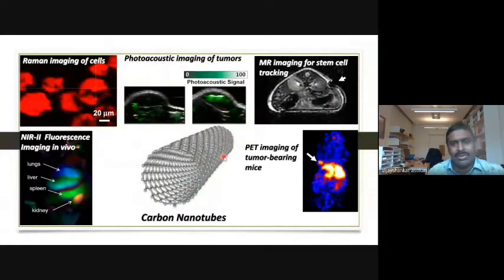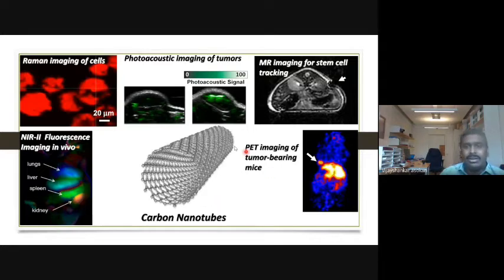This is another example, which shows a PET image of tumor-bearing mice. This is an MR imaging of stem cell tracking. And this is a Raman imaging of cells and fluorescent imaging in different regions, at different locations within a body.